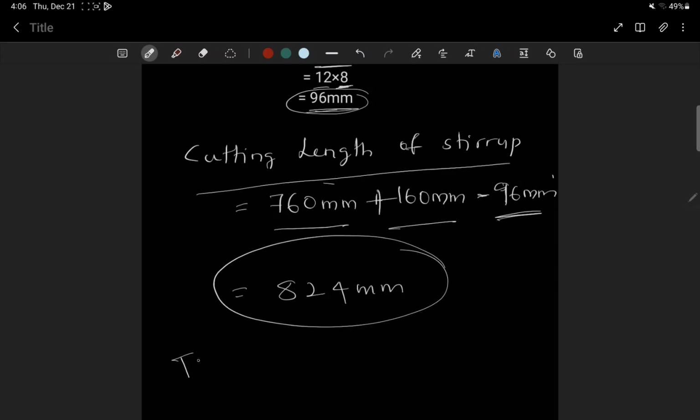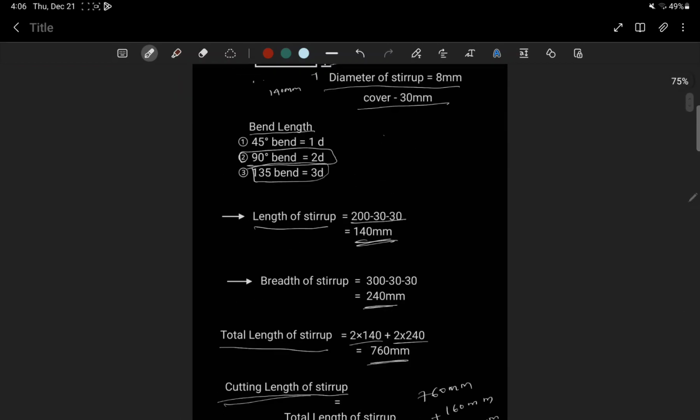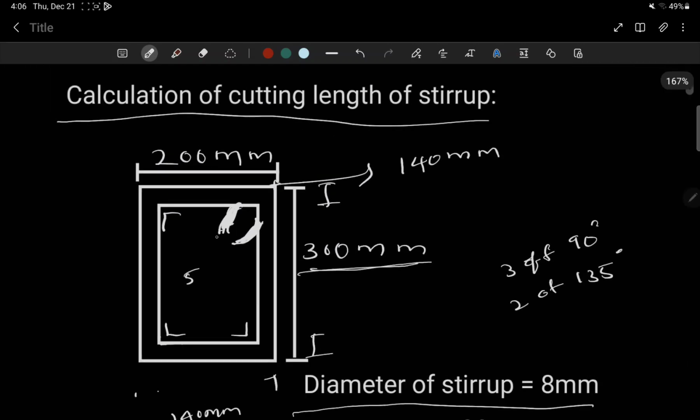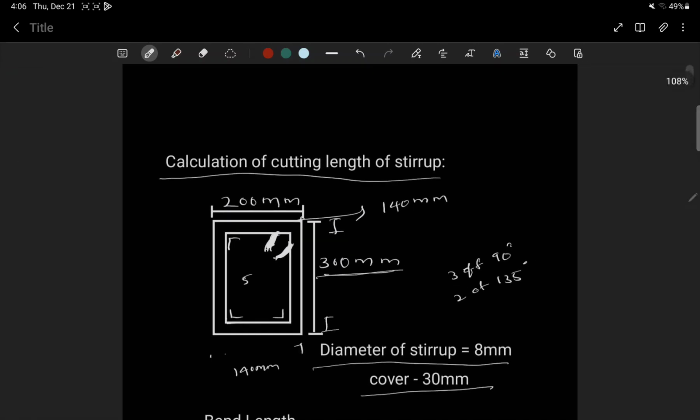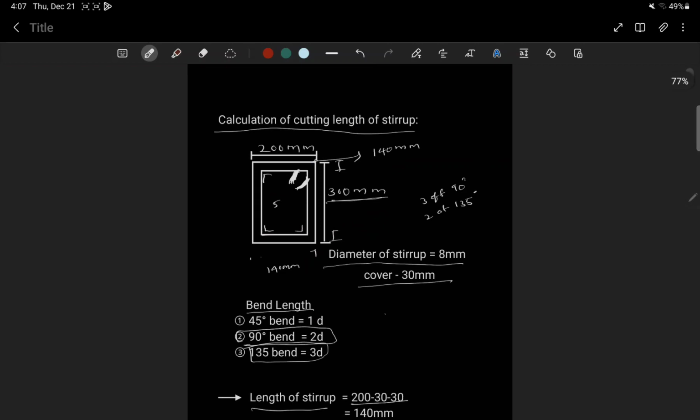Total cutting length, we have to cut 824 mm steel rod to prepare this stirrup of 135 degrees bend. This is how we will calculate the cutting length of the stirrup.